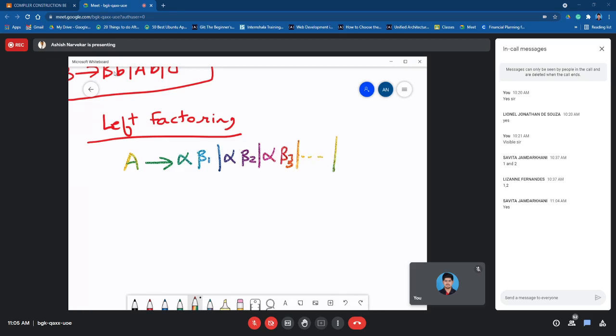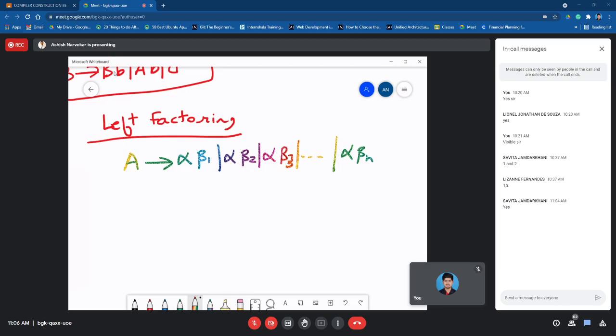So on till alpha beta n. Okay. So first we'll try to understand what exactly is the case of left factoring, or what is the scenario, and then we'll see how to eliminate left factoring, along with knowing what are the possible drawbacks of having left factoring or left factored production rules.